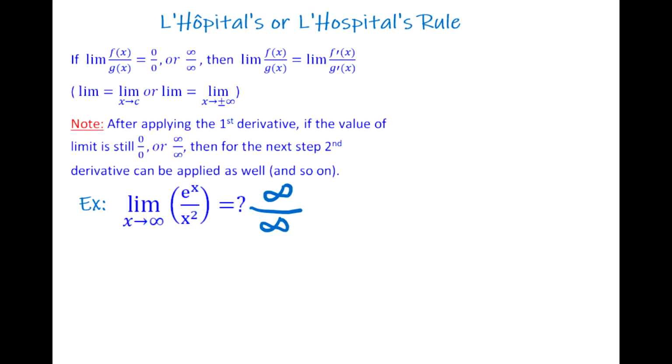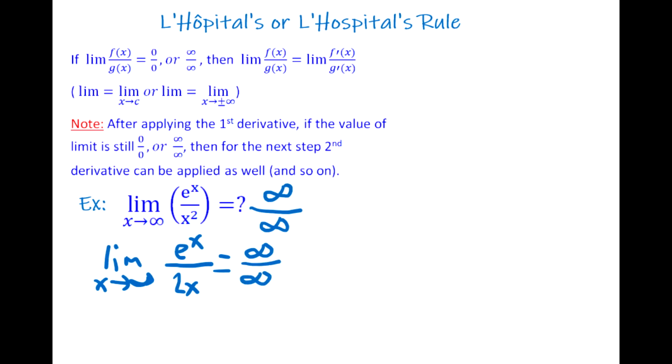And if you take the derivative of e to the power of x, we're going to have still e to the power of x. So the question is going to be: when x goes to infinity, guys, e to the power of x divided by the derivative of x squared, which is going to be 2x. And if you put infinity now instead of x, then still we're going to have infinity divided by infinity, guys.